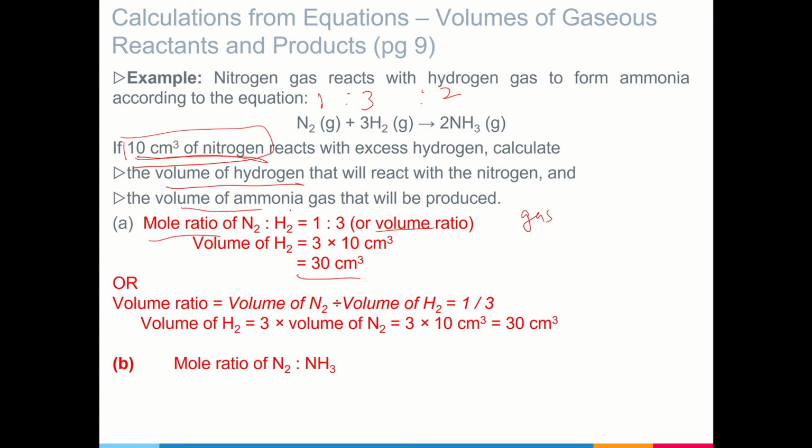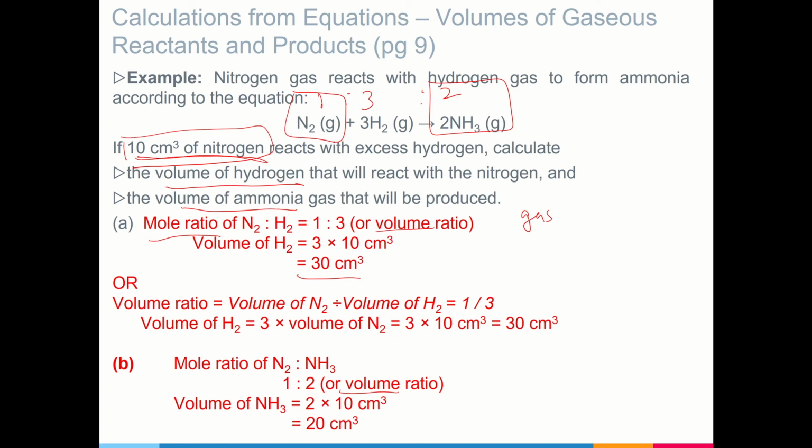Now, part B. What will be the volume of ammonia produced? So I'm comparing nitrogen and ammonia now. Nitrogen and ammonia is 1:2. I can straight away use volume ratio. So 10 cm³ times 2 is 20 cm³. Likewise, leave your answer in 3SF. So 30.0 cm³ and 20.0 cm³.